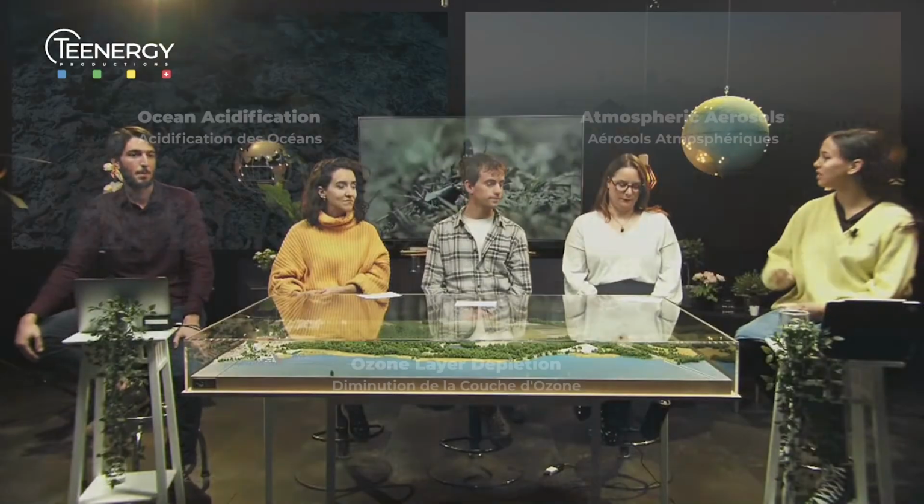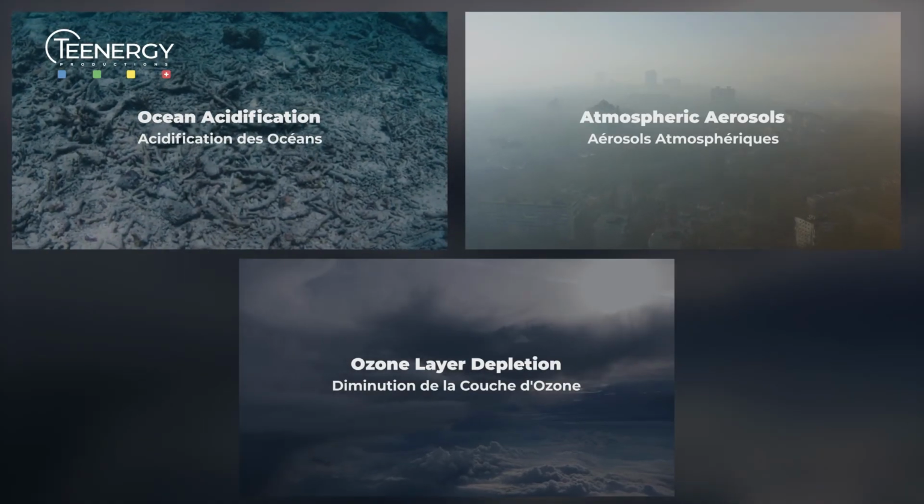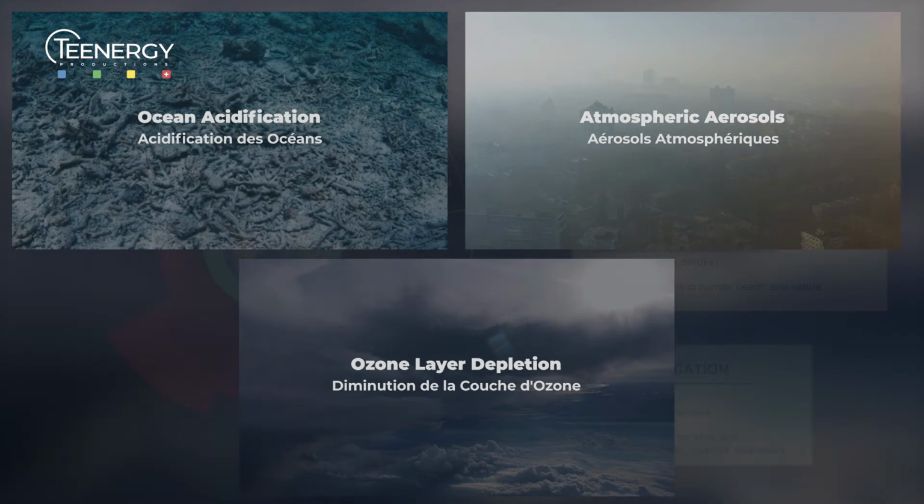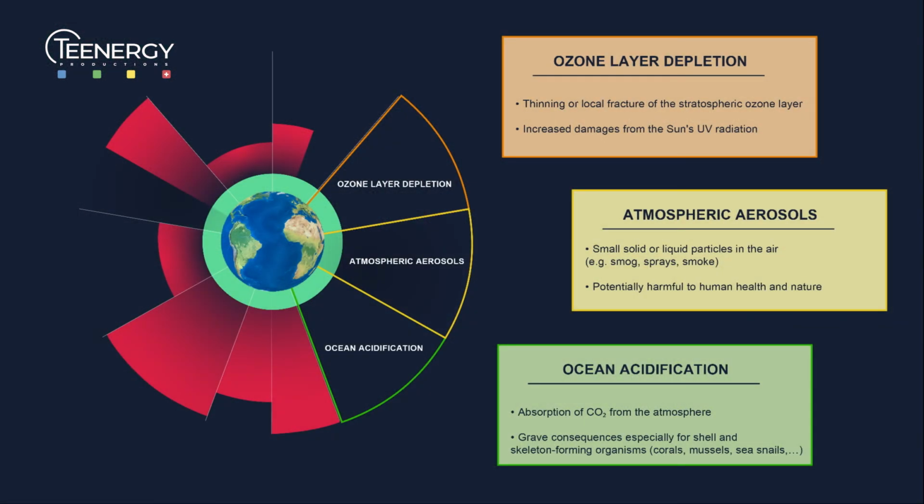Right, thank you so much, Elia. That was a very clear explanation. Now on to the three last planetary boundaries that we haven't talked about. Those three are ozone layer depletion, atmospheric aerosol, and ocean acidification. Yes, we're going to start off on a good note.